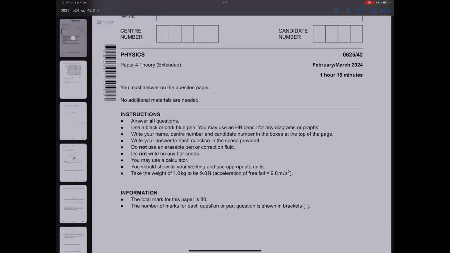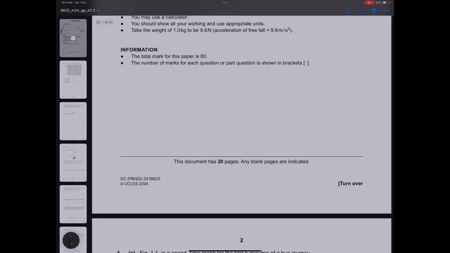The paper we are solving today is IGCSE Physics Feb-March 2024, and this is paper 42. Alright, now let's start with the first question.